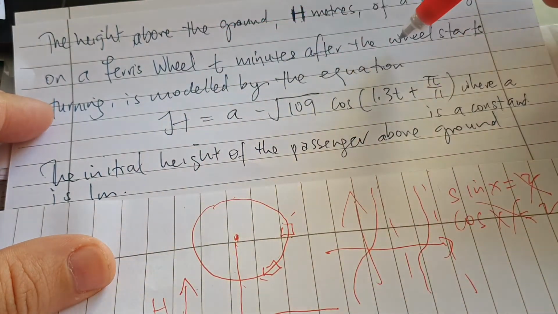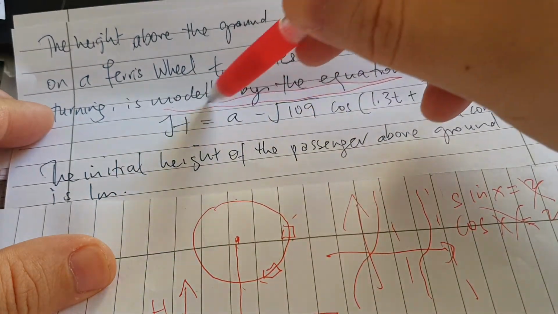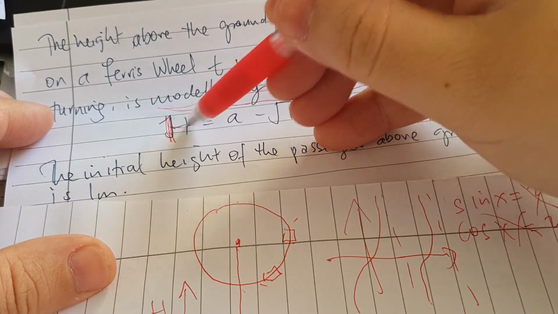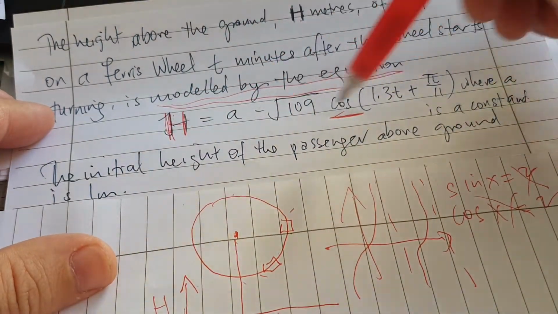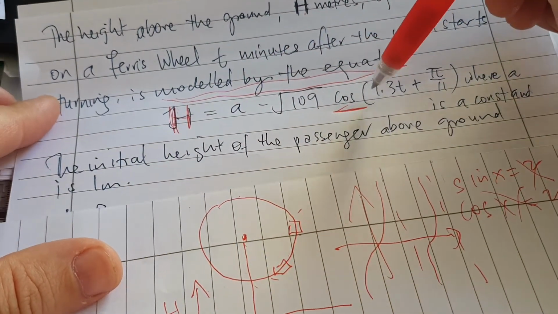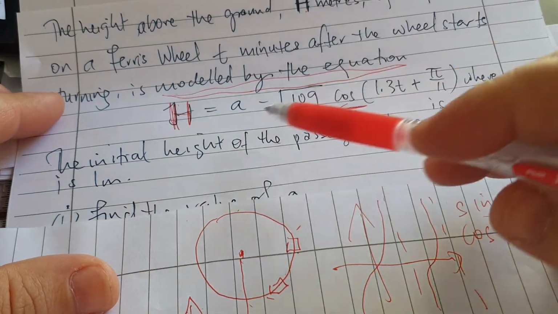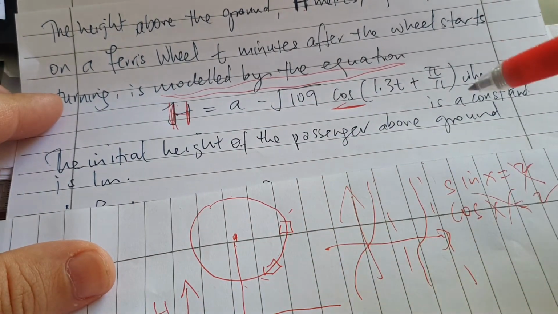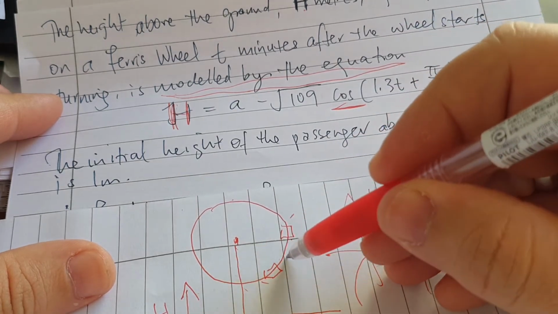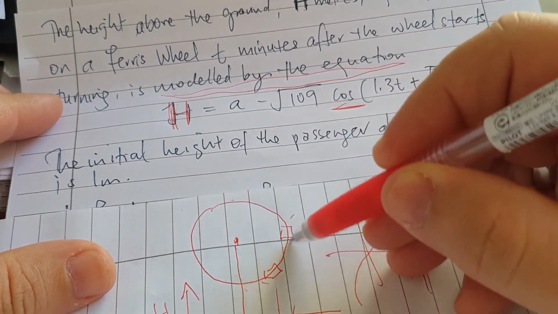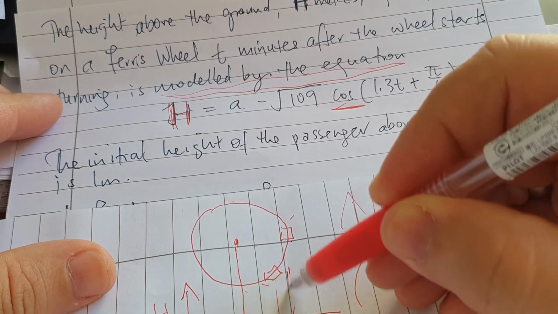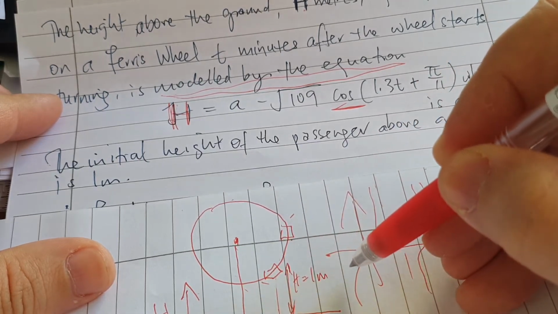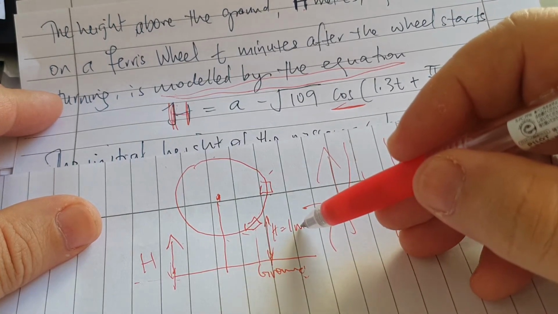The height above ground can be modeled by the cosine graph. Wow. Oh, amazing. All these are true, real. Your handphone also modeled by sine, cosine, tangent. The initial height of the passenger above the ground is 1 meter. So we don't know where it is. It can be here, it can be here, we don't know where. But initially, the H is 1 meter. Do you understand? Initially, the H is 1 meter.